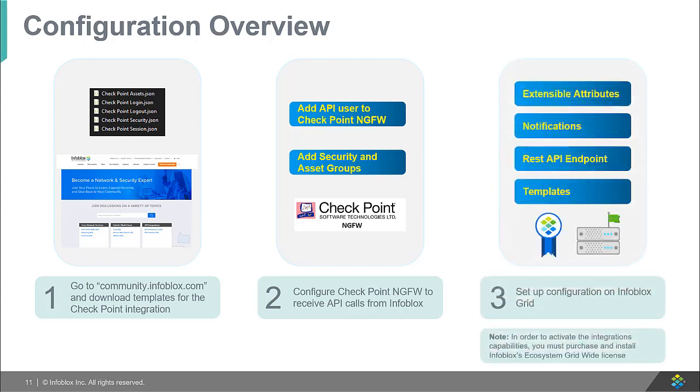Then, configure the Infoblox grid for the integration. Add extensible attributes, notifications, an outbound endpoint, and upload the integration templates. All of these steps are covered in the Infoblox and Checkpoint Integration Deployment Guide located on the Infoblox community website. Please note that you must have the Infoblox Ecosystem Grid-wide license to fully utilize this integration.